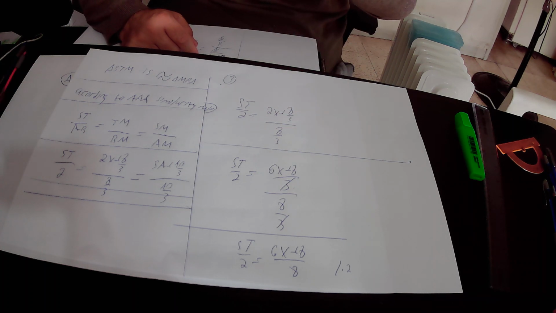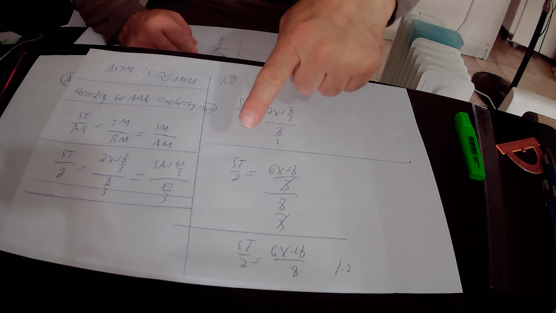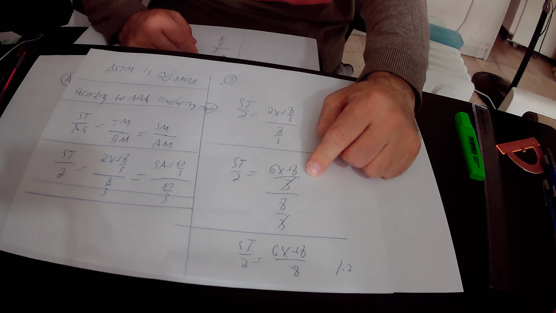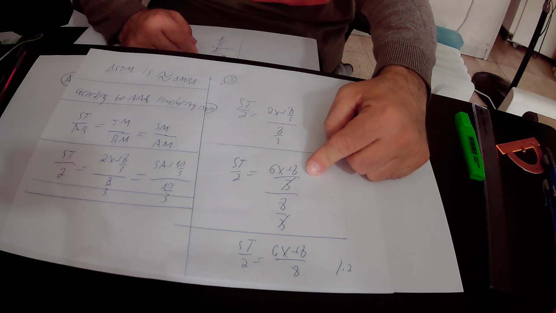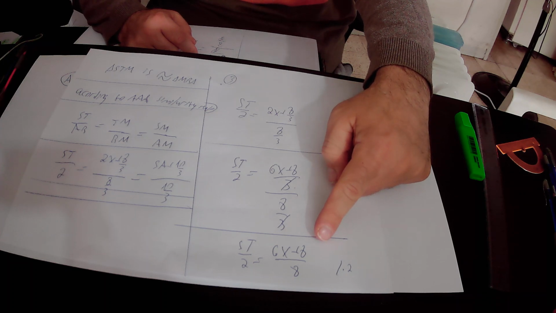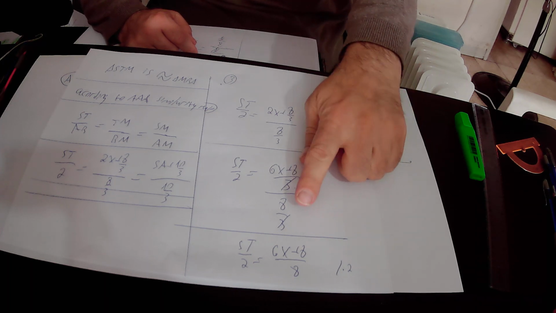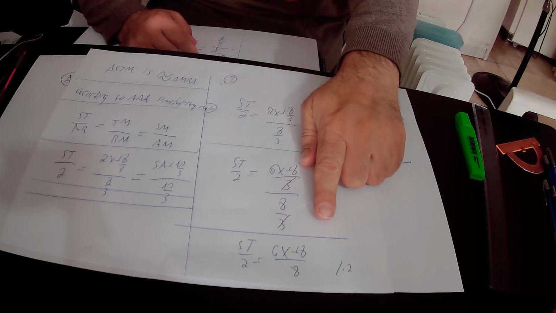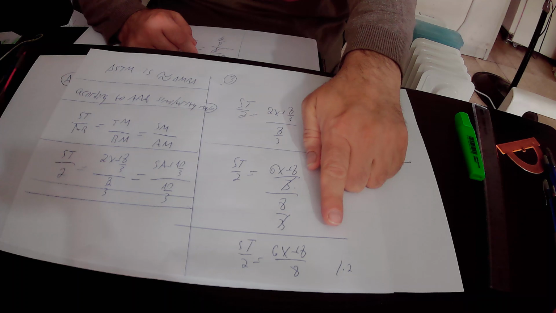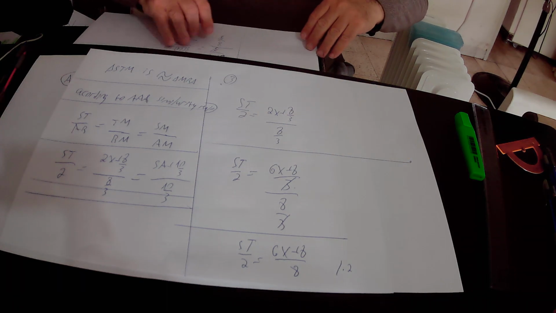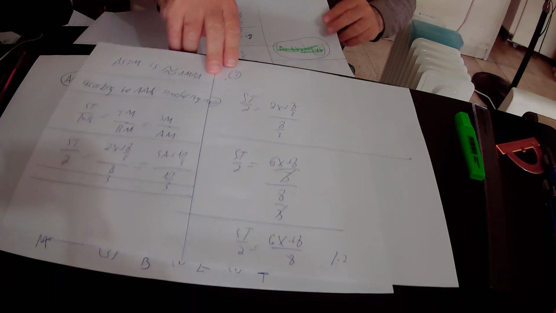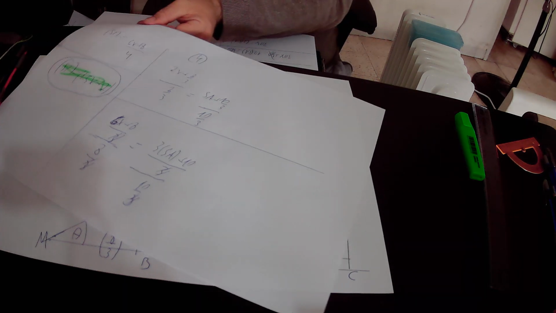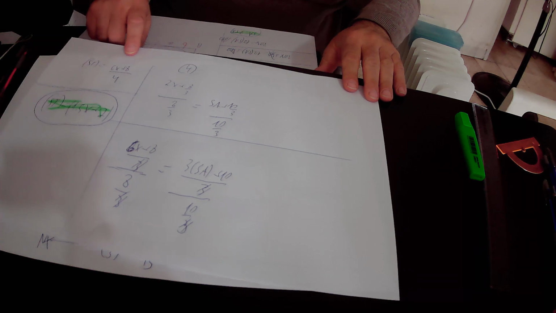After we cancel 3, we are left only, on this side of the equation, with ST over 2. That is equal to, on the other side of the equation, 6x plus 8 divided by 8. So ST over 2 equals 6x plus 8 divided by 8. We multiply this equation by 2, and finally found out that ST equals 6x plus 8 over 4.